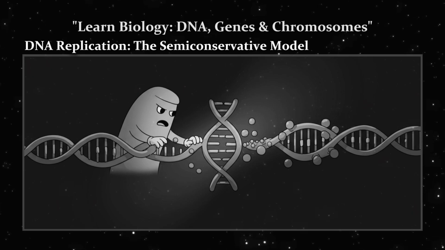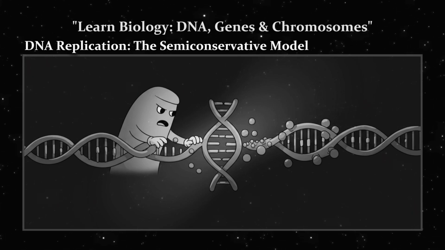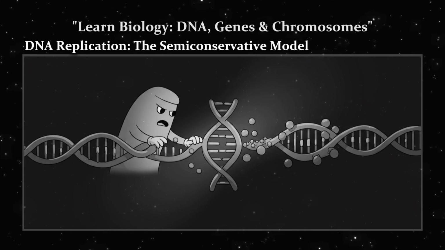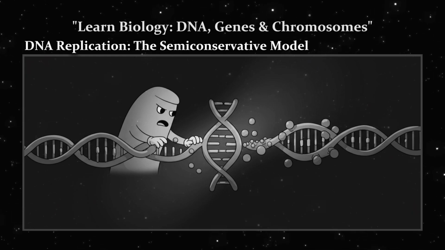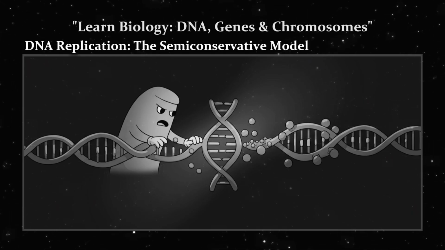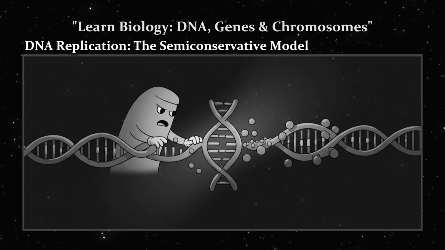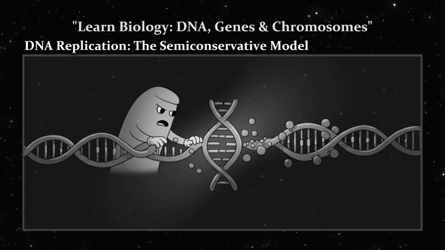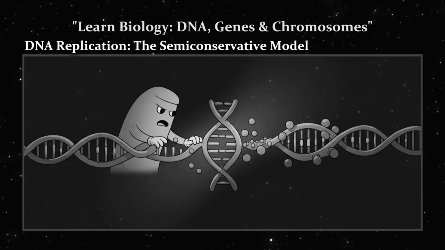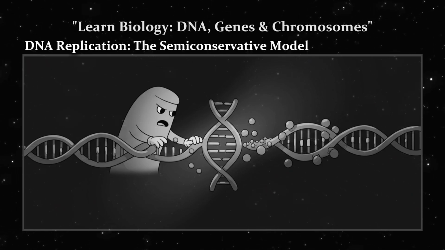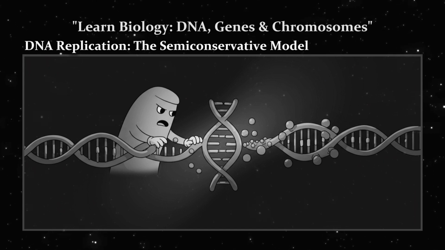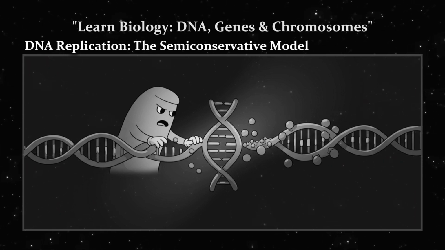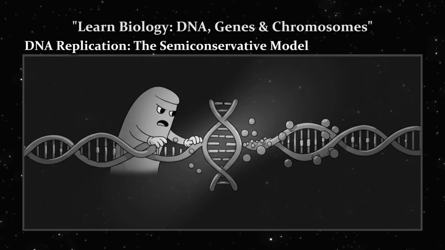The incredible accuracy of this process, its proofreading ability, is all that stands between order and chaos. When this system fails, even slightly, and an error is missed, it results in a mutation, a permanent change in the genetic code. Such changes can be the starting point for diseases. The fidelity of DNA replication is, in a very real sense, the guardian of your health.